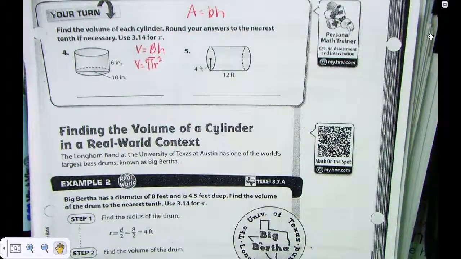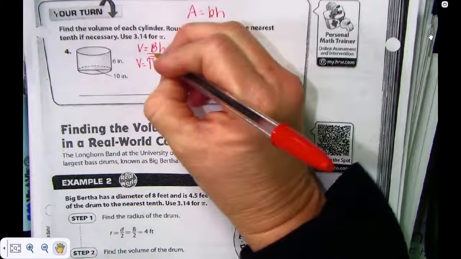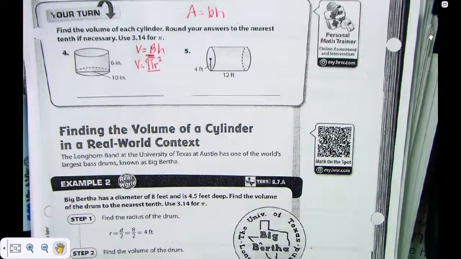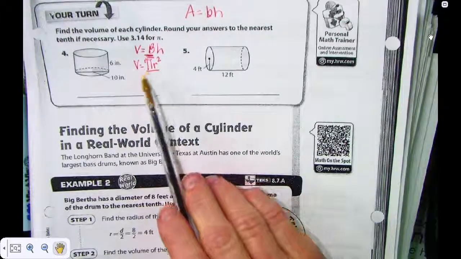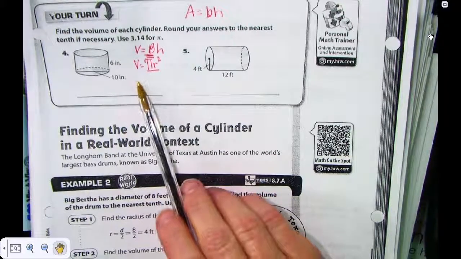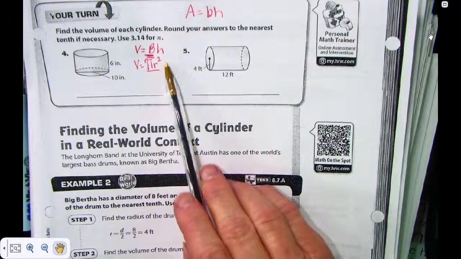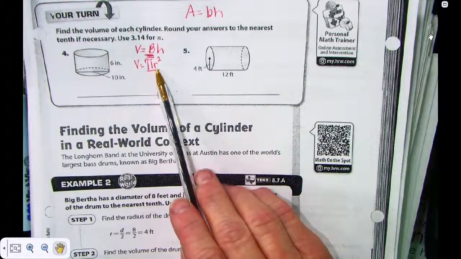Okay? So, here's what we're going to do. We're going to write that underneath the capital B. We're going to put pi r squared. Pi times radius squared.